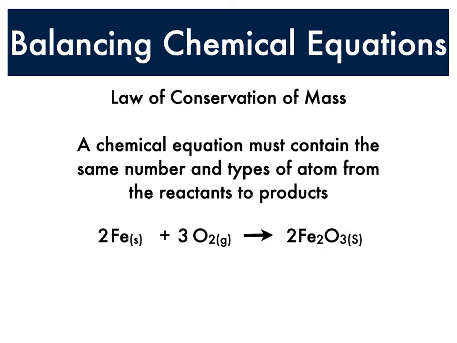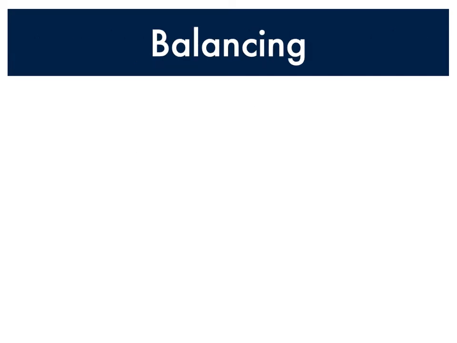But in the process of balancing the oxygens, I just threw my irons out of whack again. 2 Fe2O3s is going to give me 4 irons. So I'm going to have to go back and replace that too. And so that's how you would go about balancing that equation.